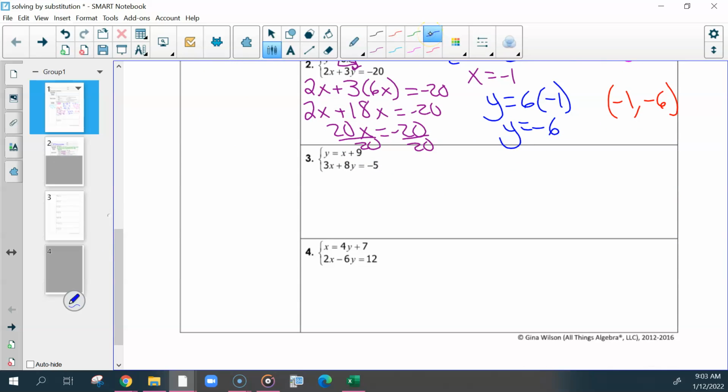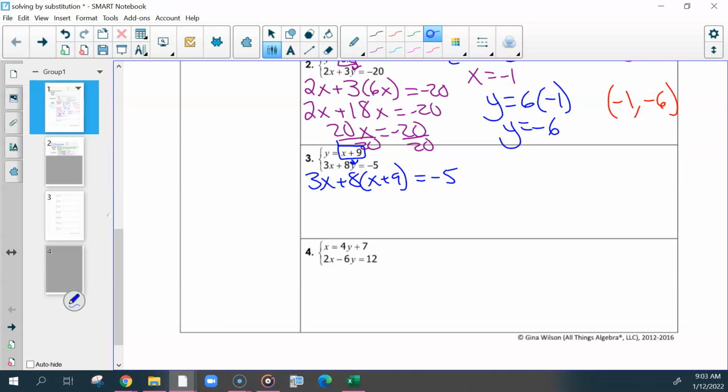Do we have an equation that solves for x or y already? The first one. So that means we're going to take this expression and we're going to put it in for y in the second one. So we can rewrite this second equation with the first one in it. So 3x plus 8. Use parentheses anytime you put another expression into it. I meant to say that earlier. x plus 9 equals negative 5.